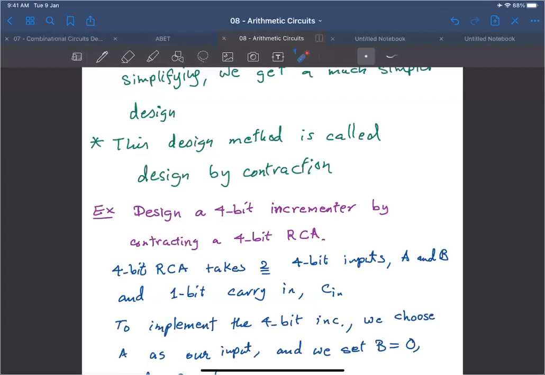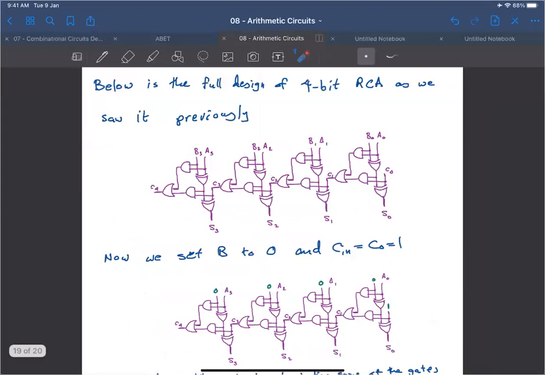How can you do an increment by 2, for example? Increment by 2 can be done by forcing B to 2 and C to 0, or B to 1 and C to 1, and so on. You have these two possibilities, and how to implement increment by 3 maybe. You could have a question like this: derive an incrementer by 3 using a design by contraction of a 4-bit ripple carry adder.